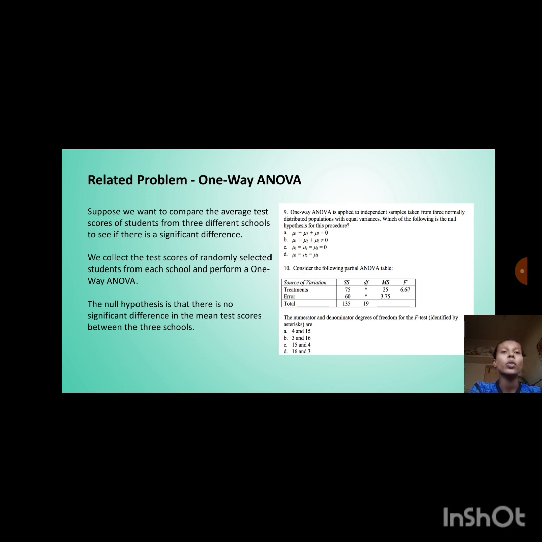Real-life related problem of one-way ANOVA. Suppose we want to compare the average test scores of students from three different schools to see if there is a significant difference. We collect the test scores of randomly selected students from each school and perform a one-way ANOVA. The null hypothesis is that there is no significant difference in the mean test scores between the three schools.